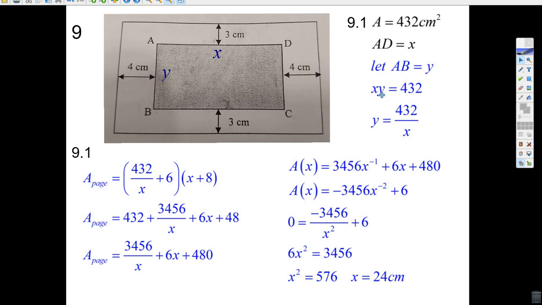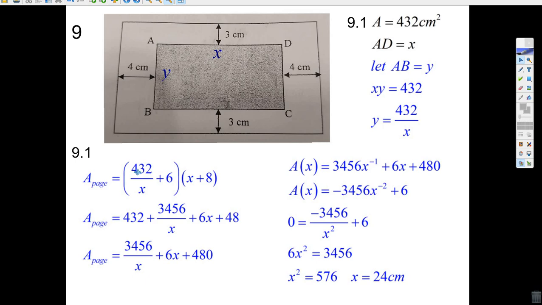So that means X times Y equals 432. It means that the width here, Y, must be 432 over X. They tell us that this whole big page, there's margins of 3, so we're going to add 6 to this width. And the margins of 4 on either side of the length, we add 8 to it. If we multiply it, we'll get the area of the page. Now they ask us to show that it actually equals this.